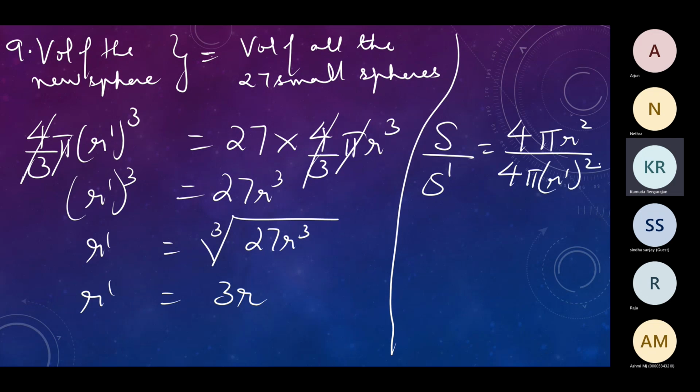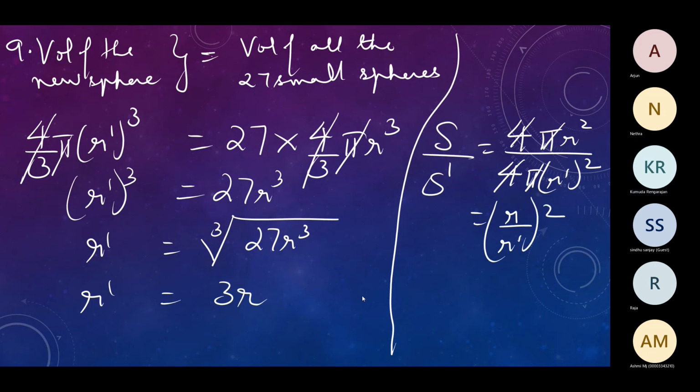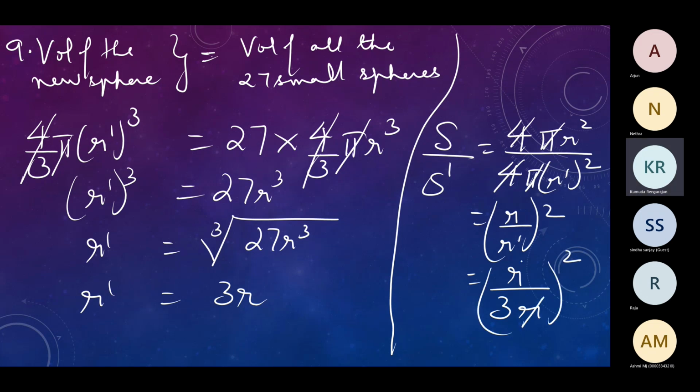Am I right, children? Yes, ma'am. 4 cancels. Pi cancels. So r square by r dash square can be written as r by r dash, the whole square. Here r is r, and r dash is 3r. Substitute that, the whole square. So r gets cancelled. 1 by 3, the whole square, is 1 by 9. So the ratio S to S dash is 1 by 9, or 1 is to 9.